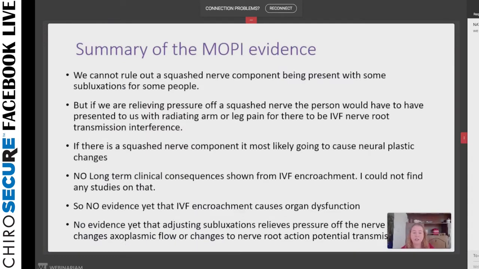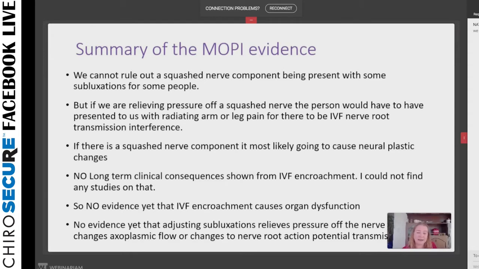I've done a little summary slide for you. If you look at the evidence for the MOPI model, the bone out of place squashing a nerve, what can we say? Well, we cannot rule out a squashed nerve root component for some subluxations for some people. But if they have a squashed nerve interfering with their nerve roots, chances are they're in radiating pain first. So someone coming into your office won't have a squashed nerve root component unless they're in radiating arm or leg pain. Are you with me on that? That's what this evidence is showing us: the pressure needed to interfere with nerve root transmission in and out of that IVF is more than the pressure needed to cause radiating arm or leg pain. So there could be a squashed nerve root component, but chances are if someone's coming to you with one, they will be in radiating pain.